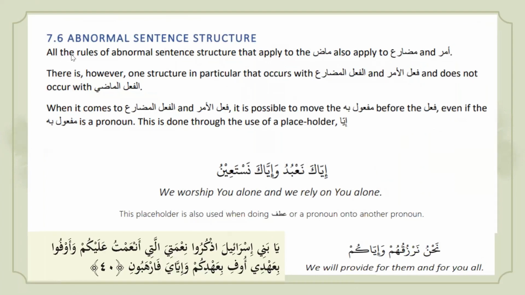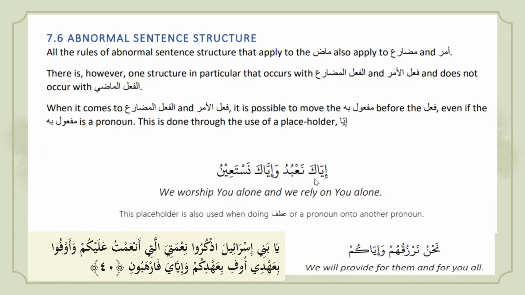So the general rules of abnormal sentence structure that apply to the past tense also apply to mudari and amr. However, there is one structure in particular that occurs with fi'l mudari and fi'l amr and does not occur with fi'l mazi. So what is that structure? It is when maf'ul bihi comes before the fail, even if the maf'ul bihi is a pronoun. Even then it is an abnormal structure because it is coming before the fail.